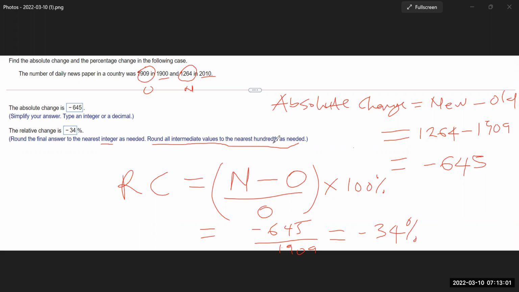And we know that relative change is a percentage change. So you say that the daily newspapers in a country have decreased by 34% between 1900 and 2010. And that is the interpretation for the relative change value. Sounds good?